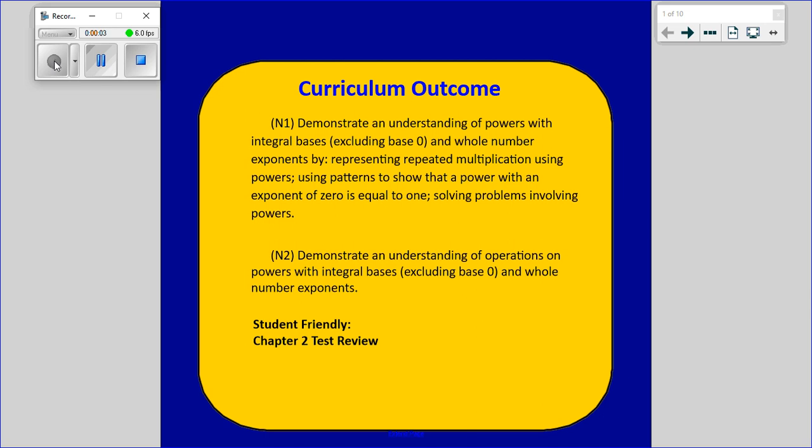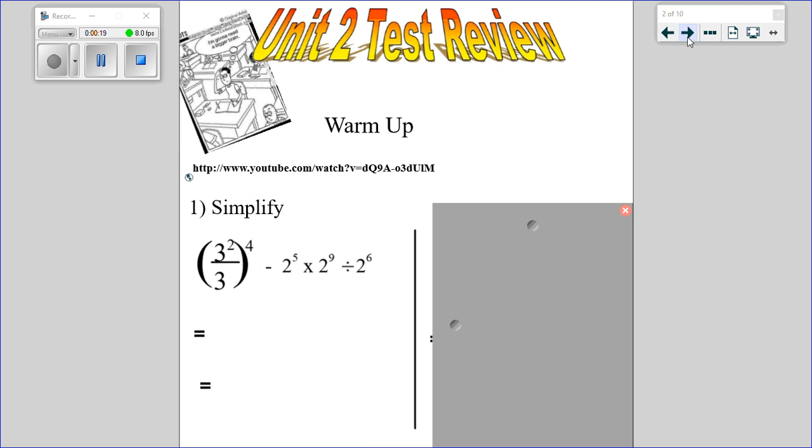Welcome back. Today we are finishing up the curriculum outcomes, N1 and N2, which is basically the laws of exponents. We are going to be doing a chapter 2 test review. So let's start off with this warm-up.